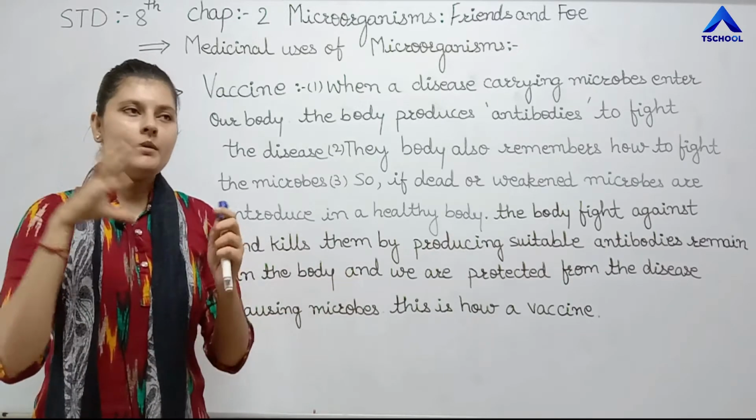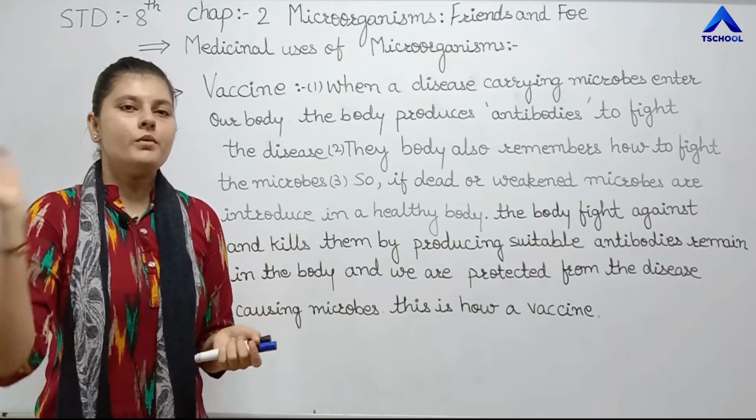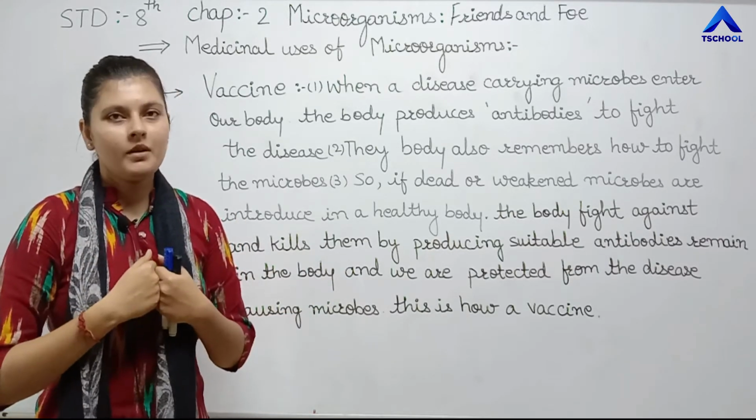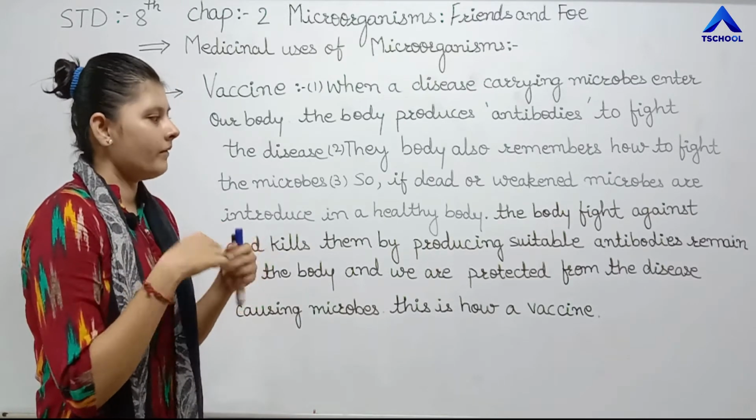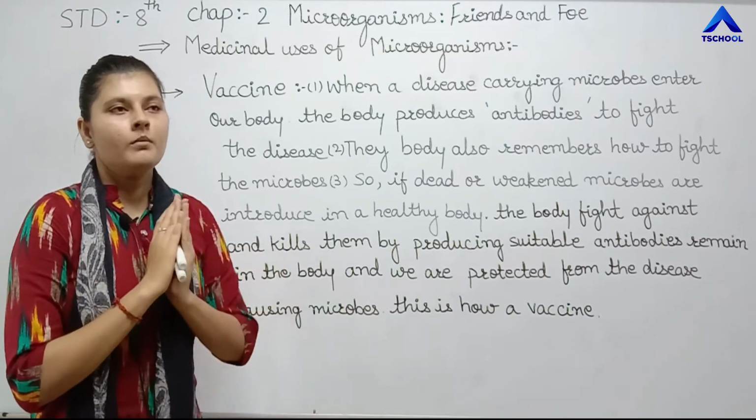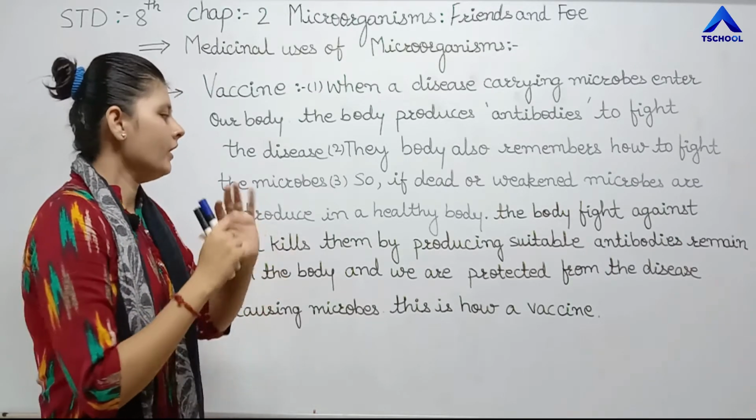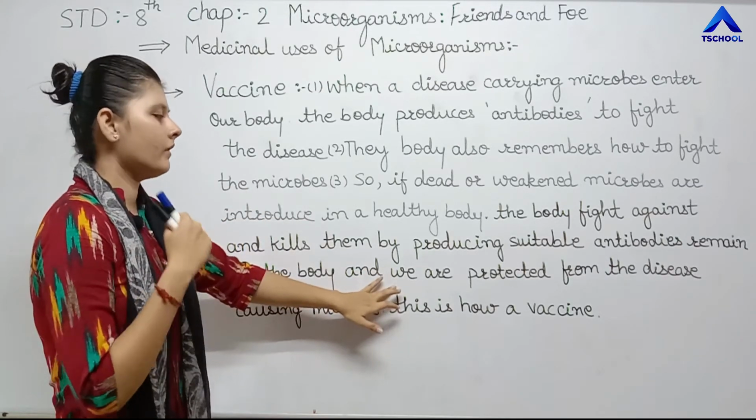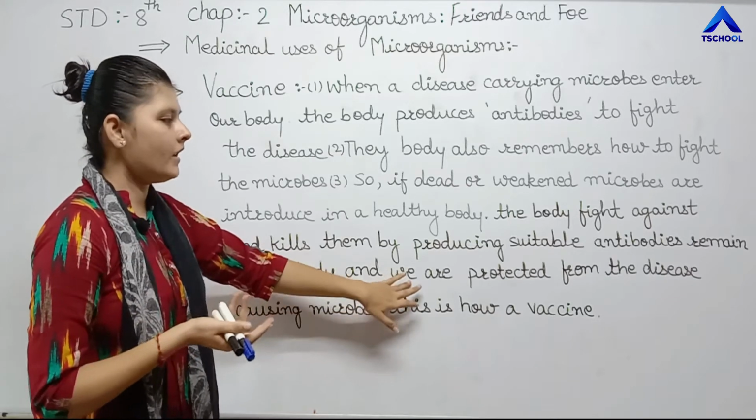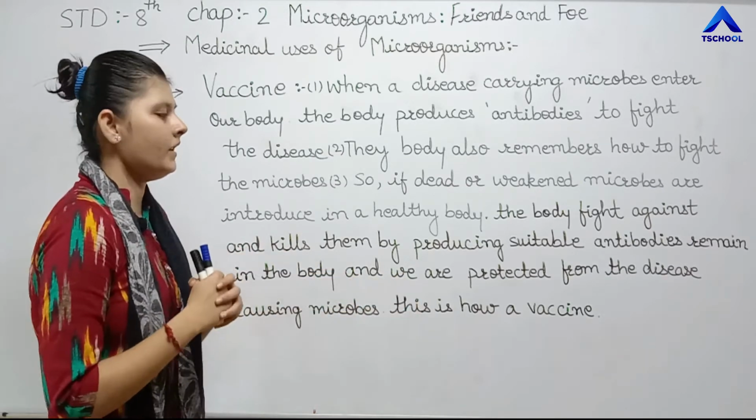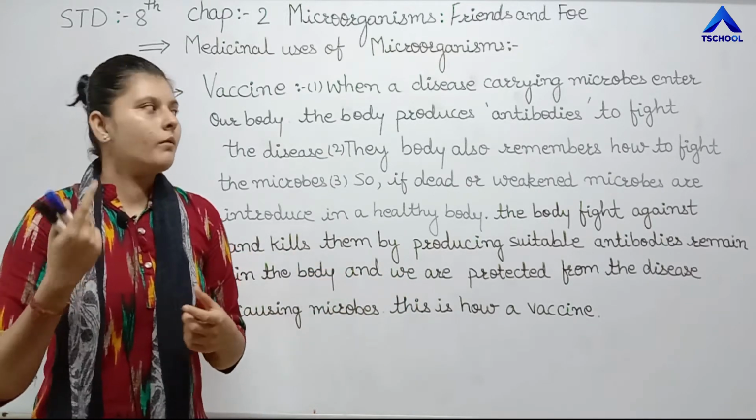मतलब कि अगर वो एंटीबॉडीज़ वहीं बॉडी में रहते हैं तो जब दूसरी बार वो वाला बैक्टीरिया फिर से आएगा तो क्या होगा, फिर से लड़ाई होगी और फिर से एंटीबॉडीज़ वो माइक्रोब्स या फिर माइक्रोऑर्गेनिज्म को ख़त्म कर देंगे. So this is the way that vaccine is going to work and we are protected from the disease causing microbes. Again, what happens?